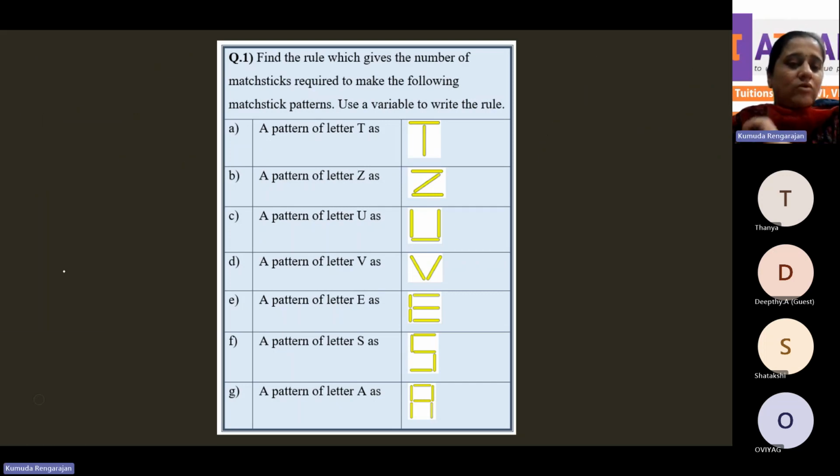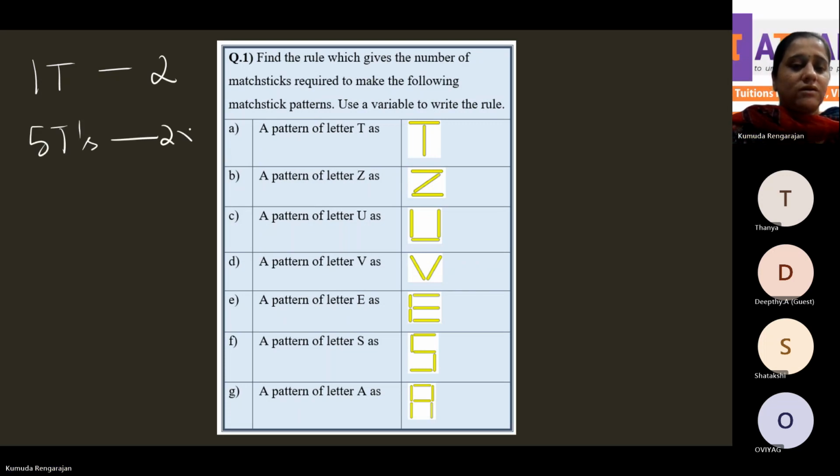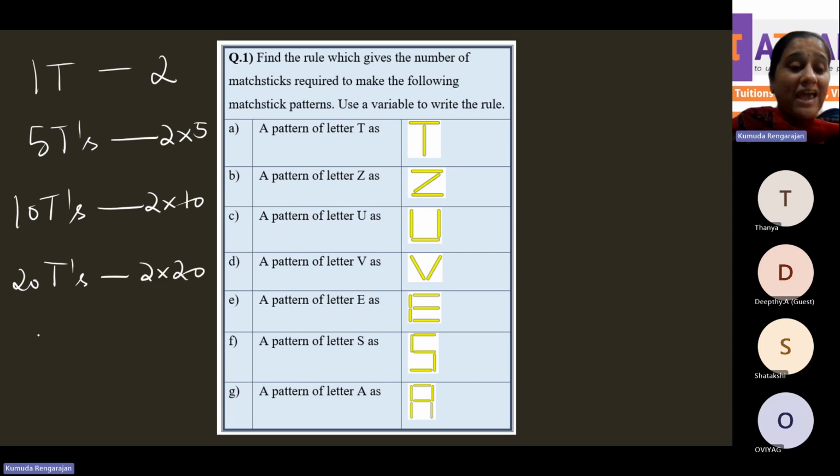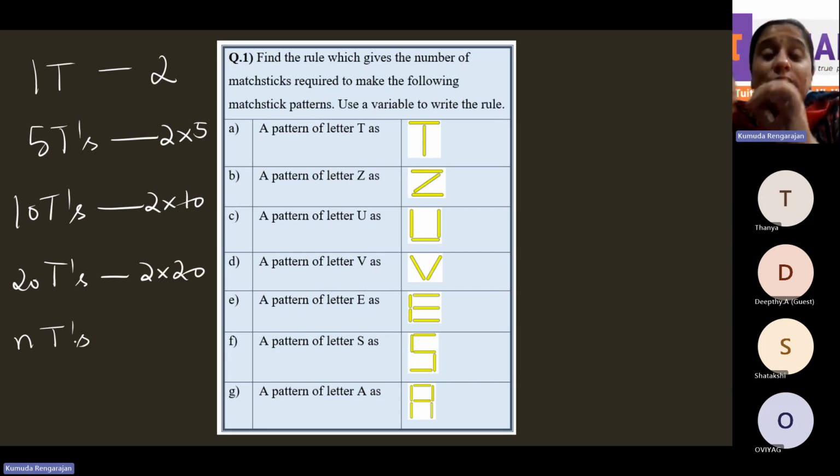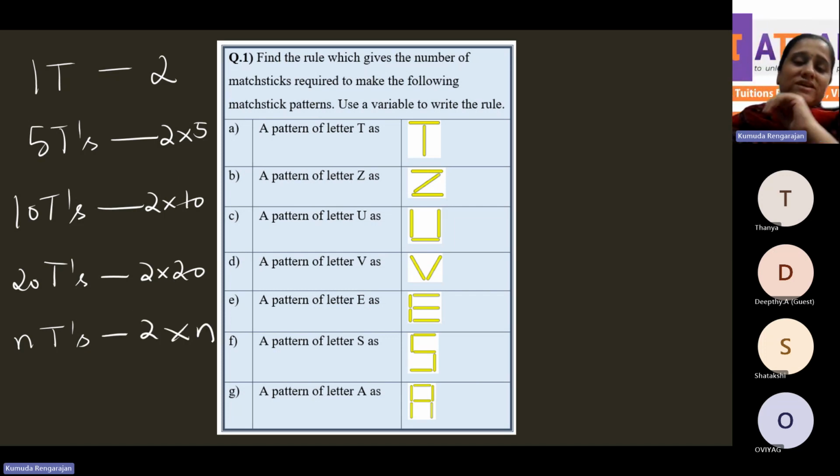I think you got it by now. So 1 T, 2 sticks; 5 T's; 10 T's; 20 T's. So if you want to make n T's, n is a variable. If you want to make n T's, then you will need 2 into n matchsticks.